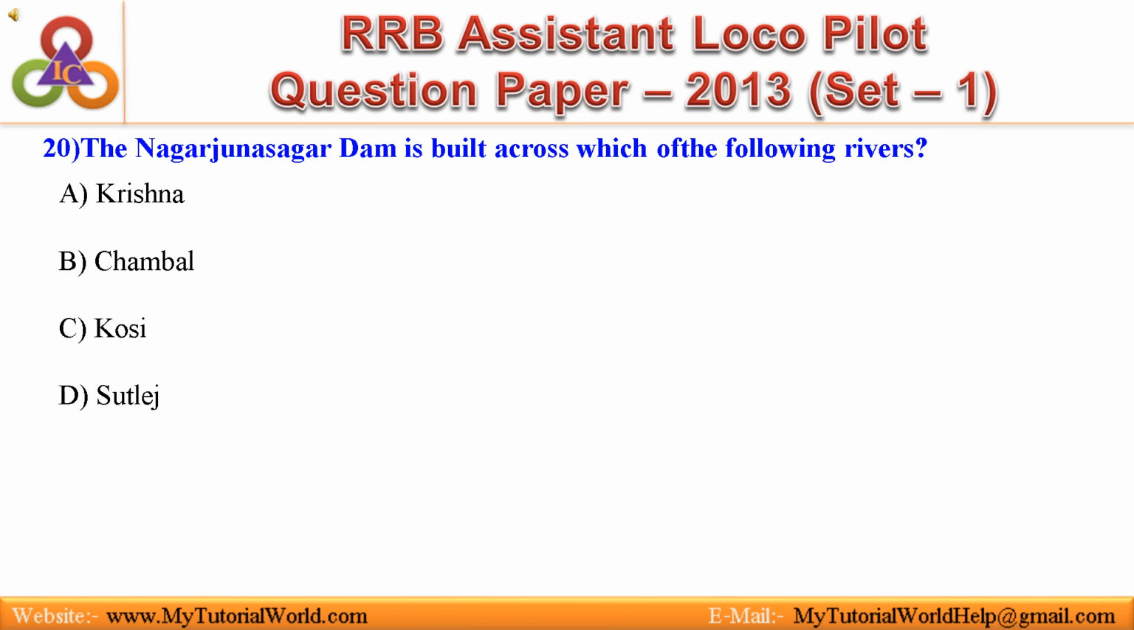20. The Nagarjuna Sagar Dam is built across which of the following rivers? A. Krishna. B. Chambal. C. Kosi. D. Sutlej. Answer is Krishna.